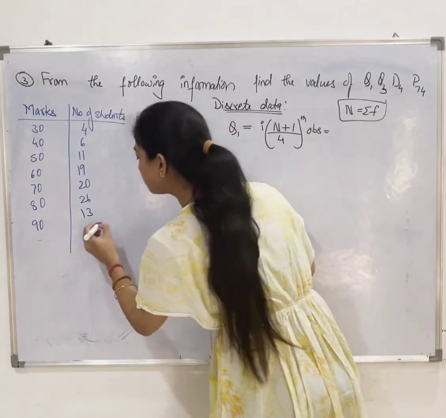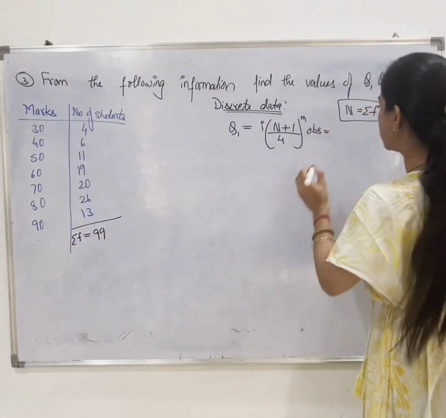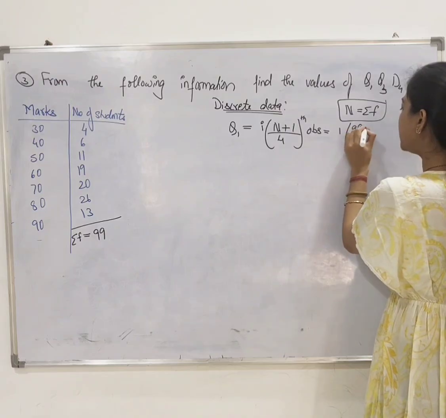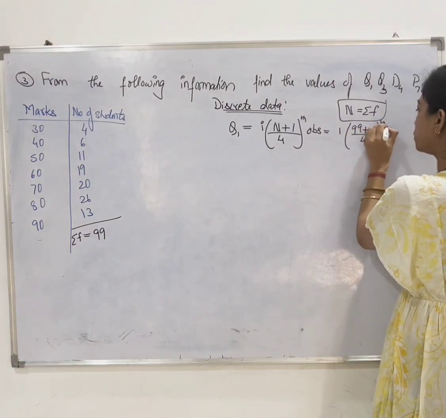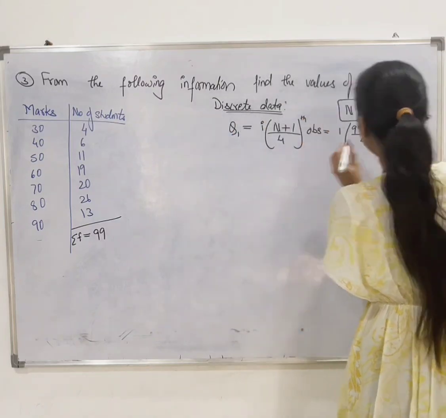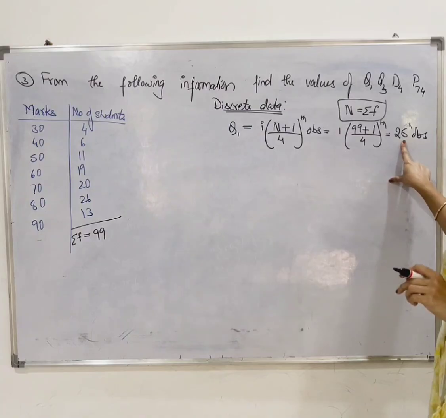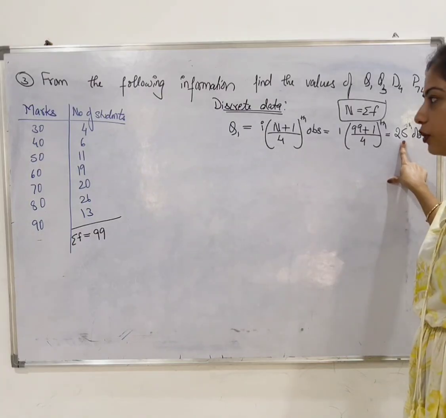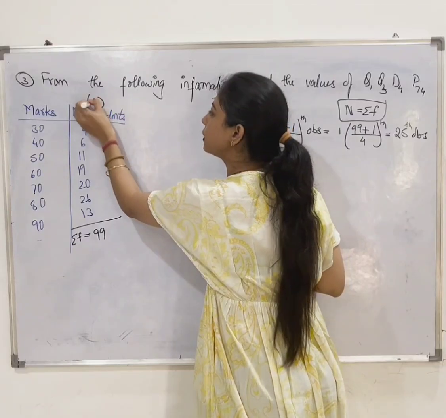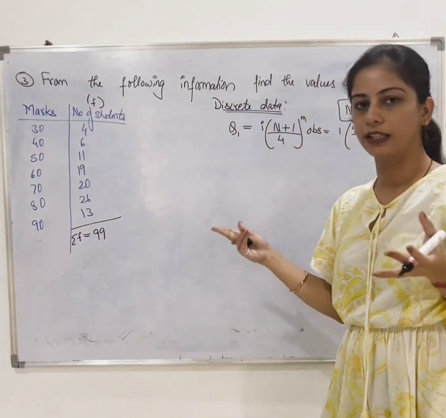So we need to total up the frequencies, which comes to 99. We will substitute this here. Since it is the first quartile, 1 into (99 plus 1) by 4th observation, which is 100 by 4, giving us the 25th observation. Now we need to search for this 25th observation in the data given to us. Since in the number of students column, which is the frequency, we don't have exactly the 25th value, it is not clear where exactly it lies.